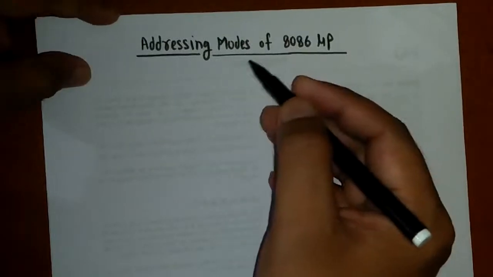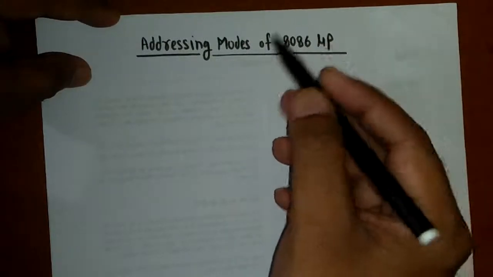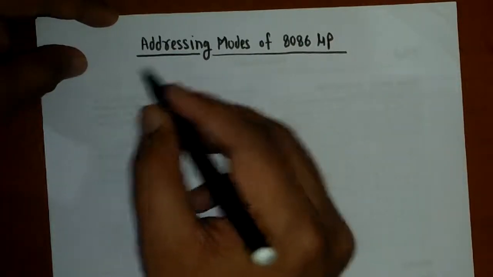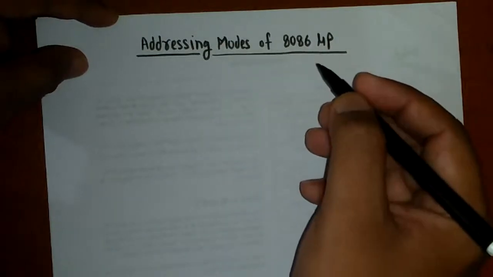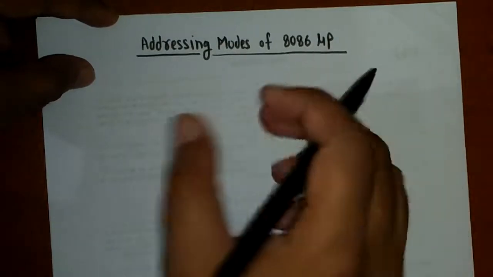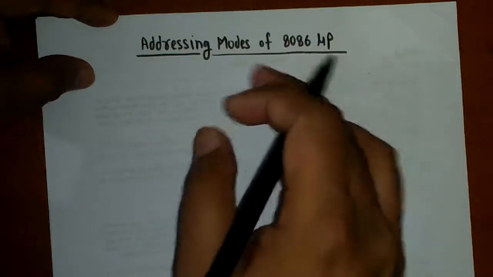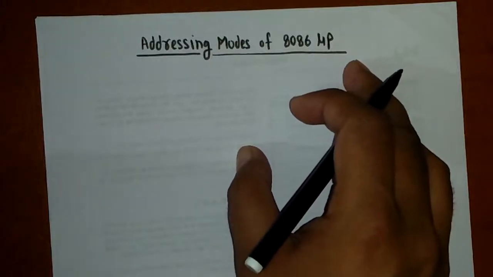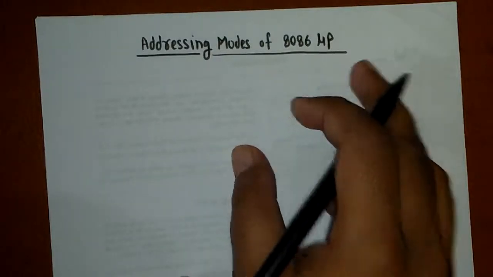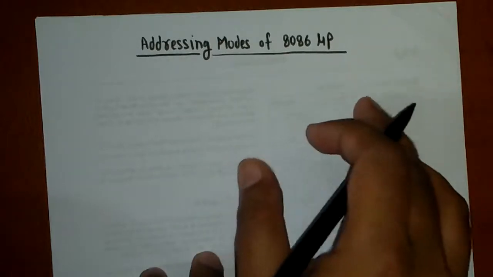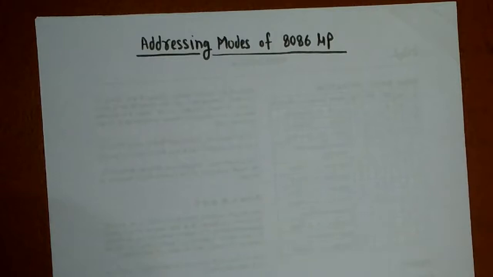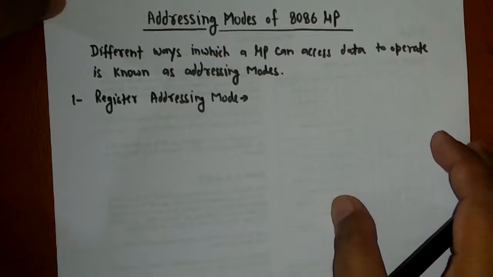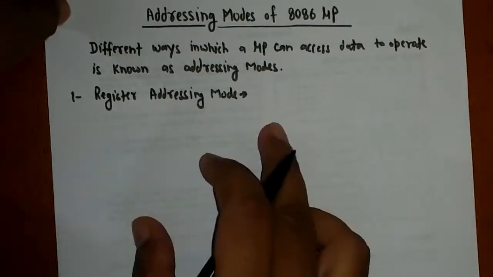In any operation, if 8086 microprocessor is operating on any instruction and it is performing any operation, then there are different ways in which a microprocessor can access data. This is a general definition and is applicable to any microprocessor. The different ways in which a microprocessor can access the data is called addressing mode. And first is register addressing mode.